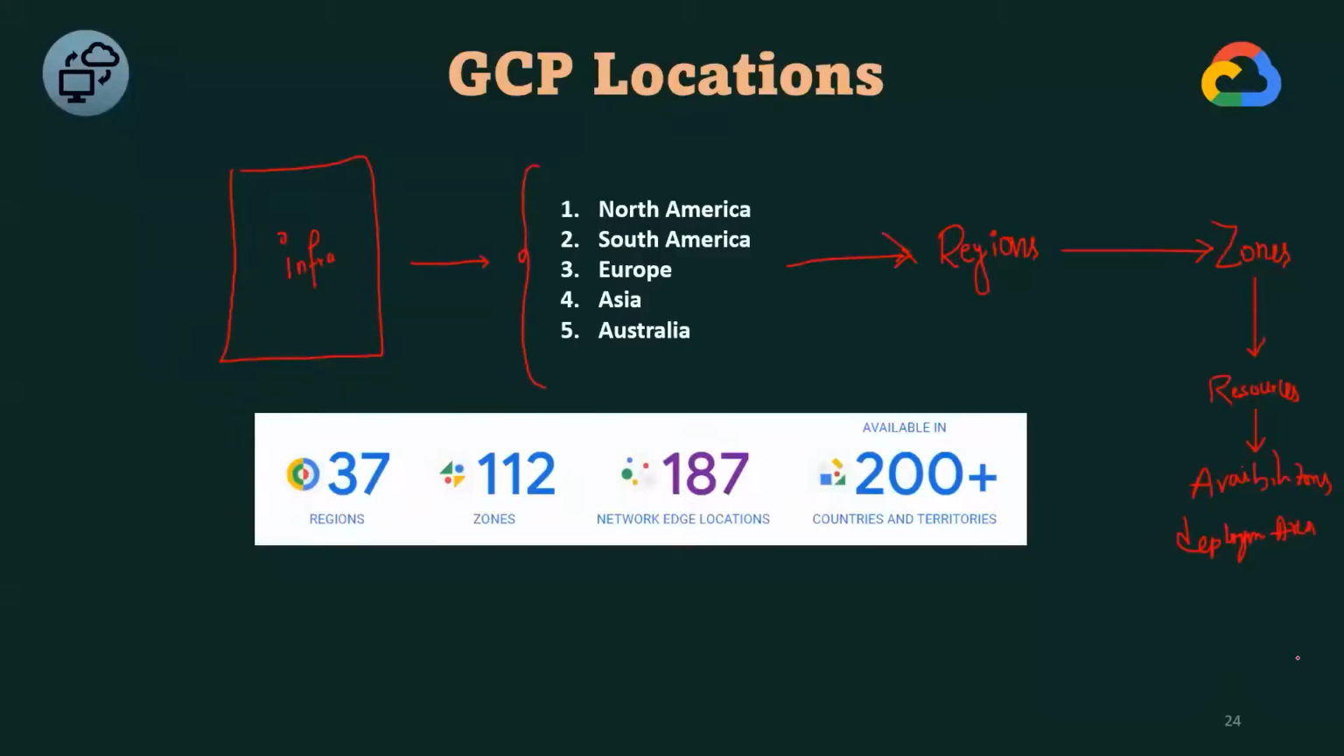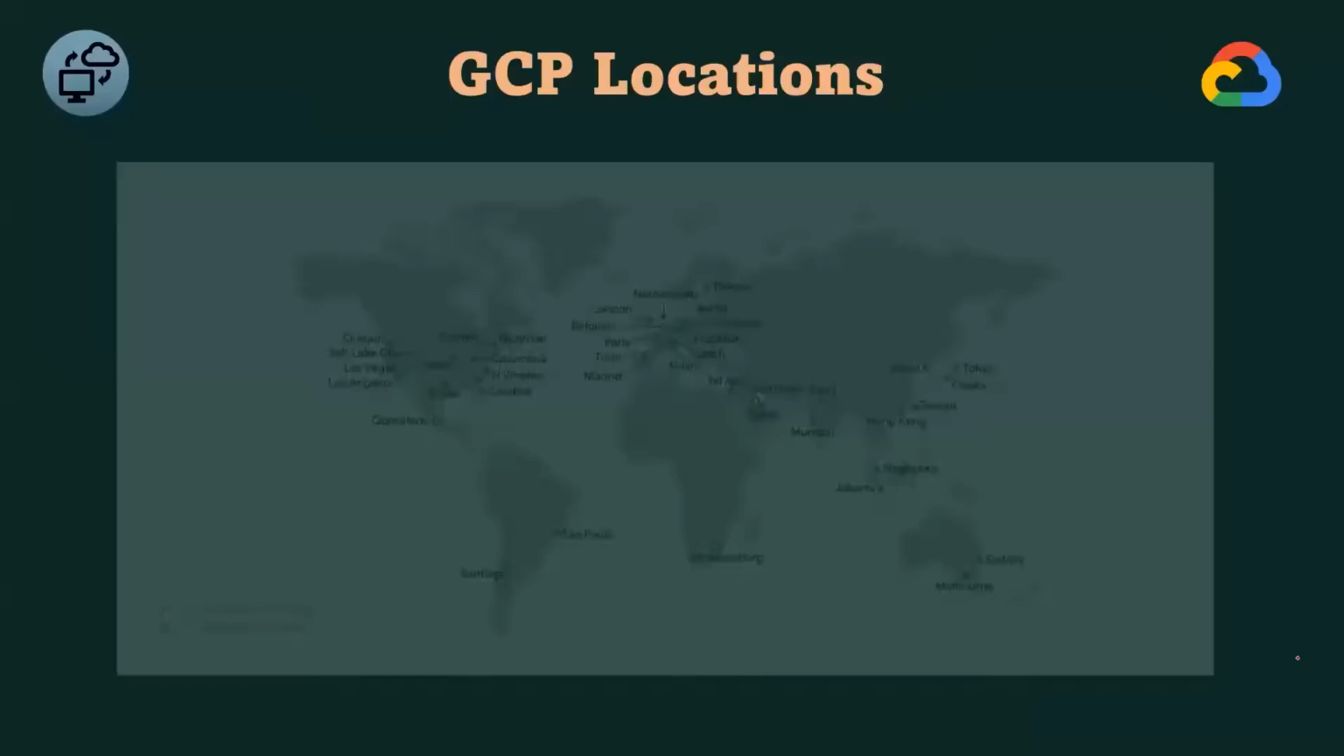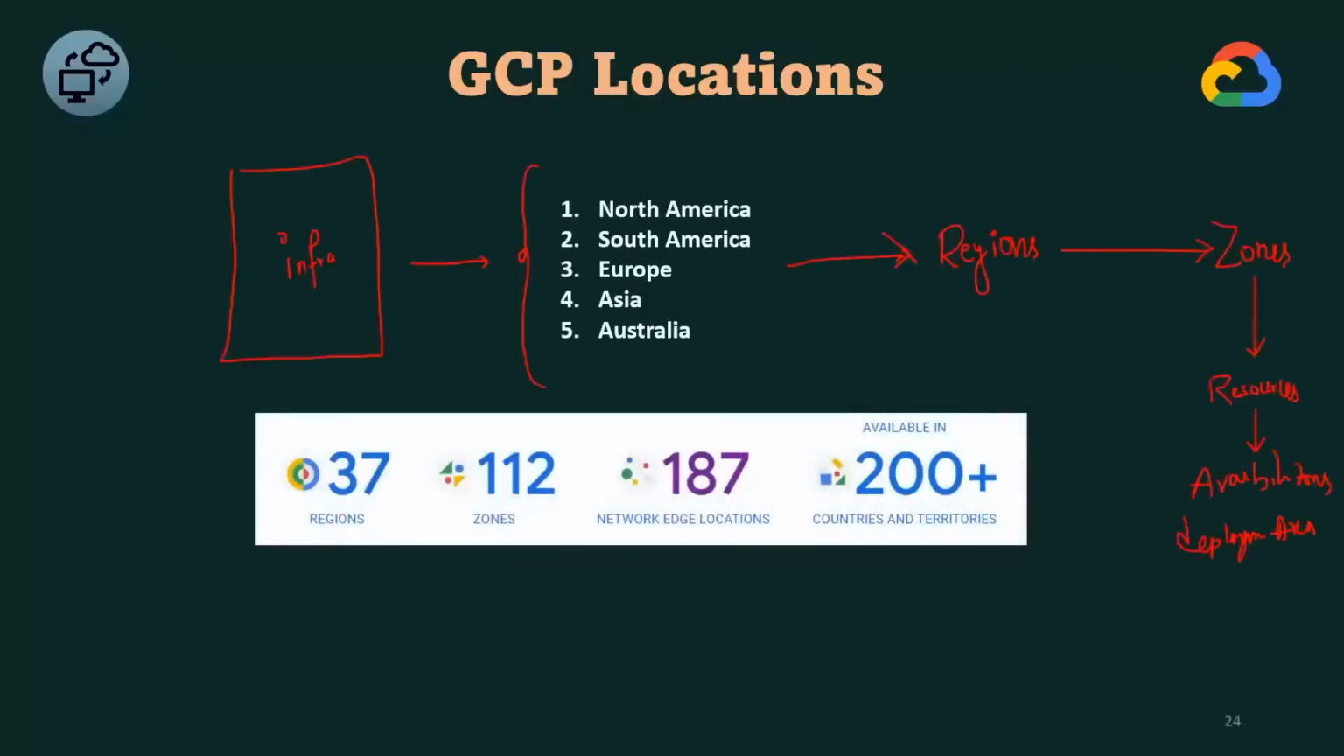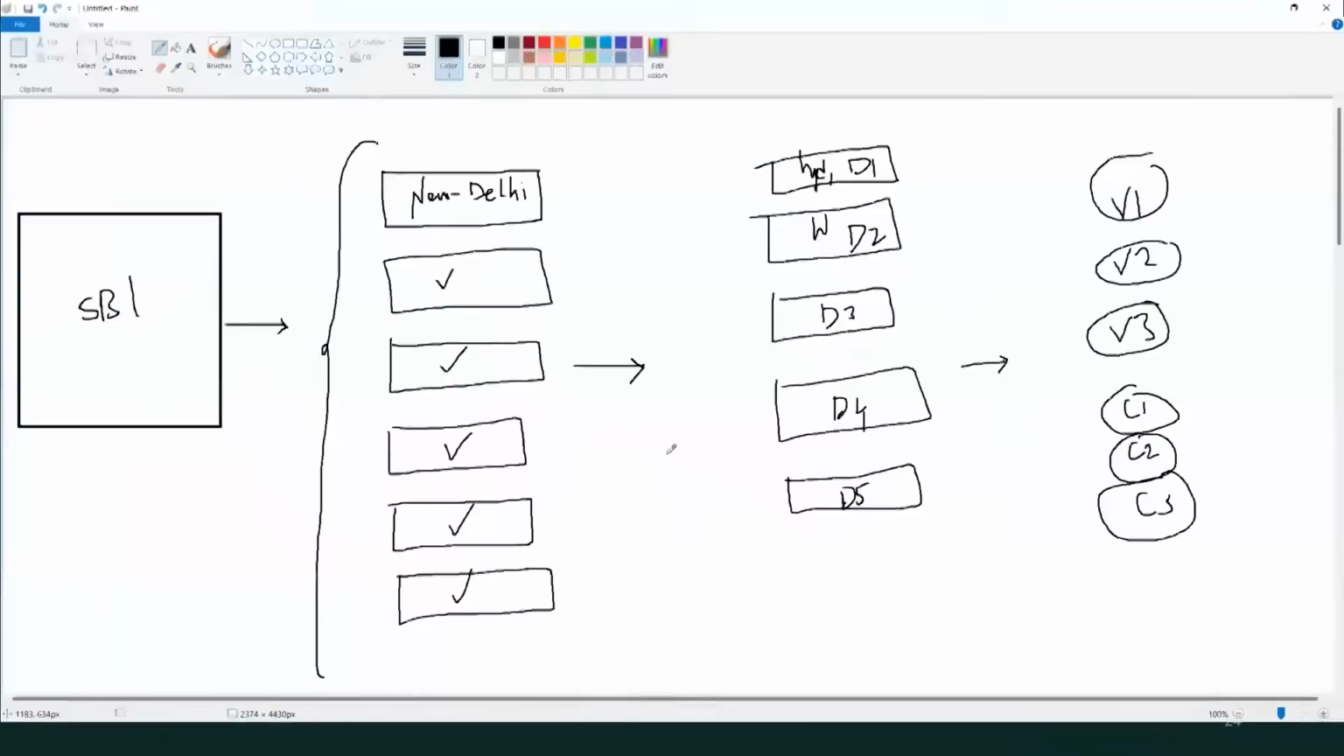Okay, so availability zones are also called deployment areas, because this is where the actual resources are available. If you go to our SBI example, where is the bank actually situated? Is it situated in New Delhi? No. It is situated in one of the districts, in one of the villages. Each branch will be situated in a village or a city.